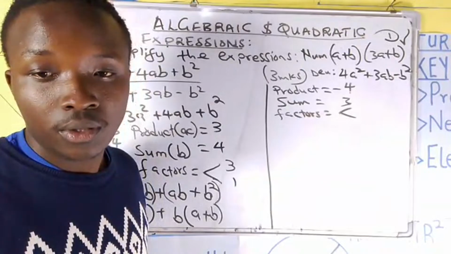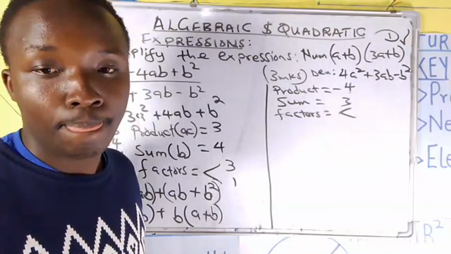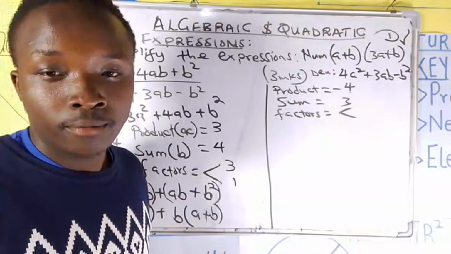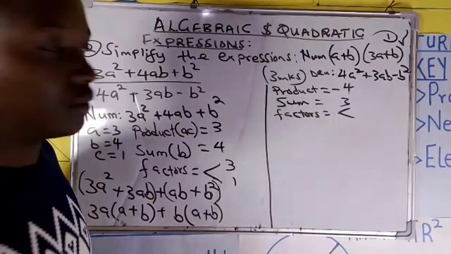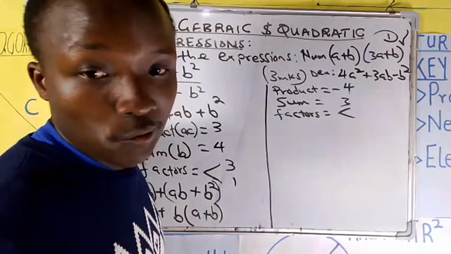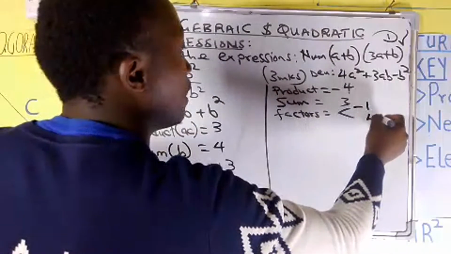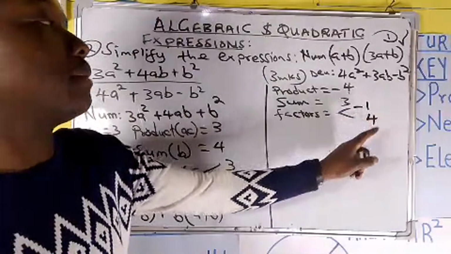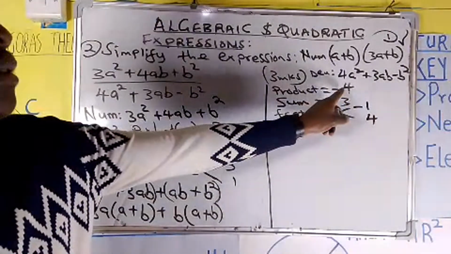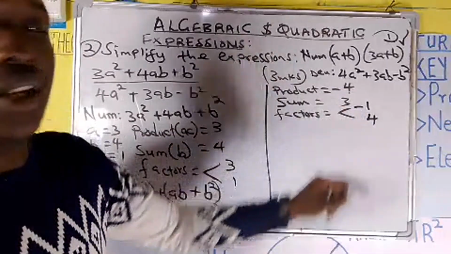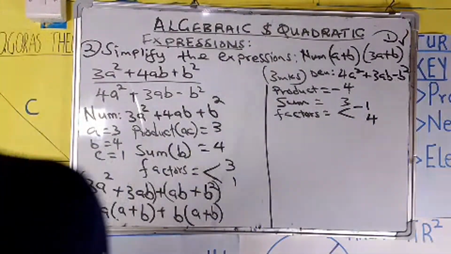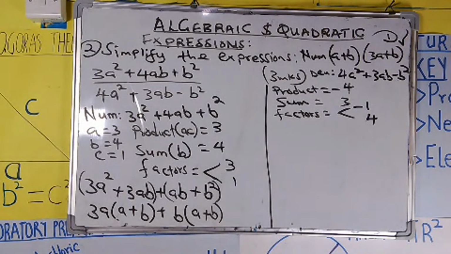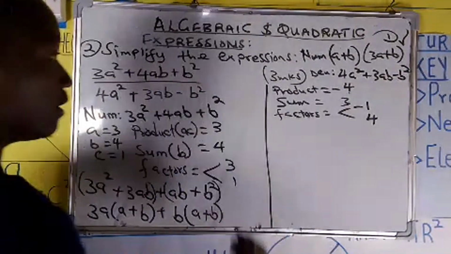So, have you gotten them? Bado. The factors ni gani? Let's proceed then. It will be -1 and 4. If you take -1 times 4, it will be -4. -1 plus 4 will give you 3. -2, 2 cannot work, because if you take -2 plus 2, it will be 0. It cannot give you a sum of 3.